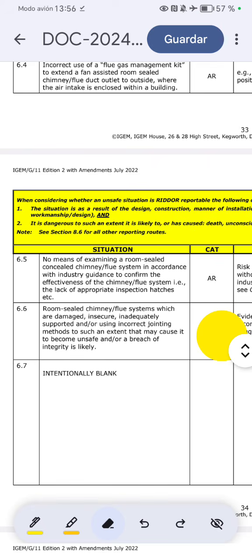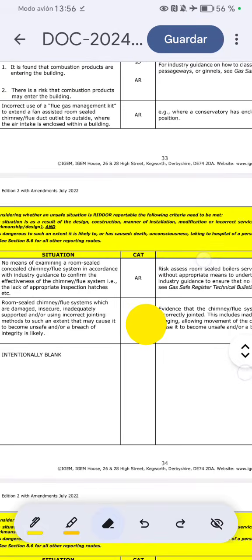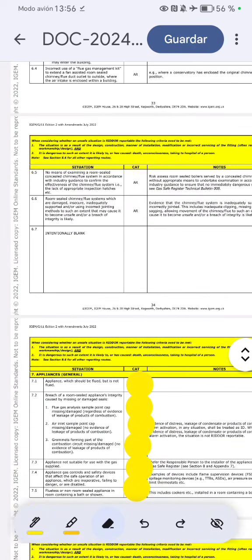If we did an integrity test and there was a problem or it was burning badly, maybe it'd be ID. But okay, 6.6, room sealed chimney/flue system which are damaged, insecure, inadequately supported and/or using incorrect jointing methods to such an extent that it may cause it to become unsafe and/or breach of integrity is likely. Evidence that chimney. I'm going to say ID. I'm probably wrong now. At risk. Now I've got 3 wrong. I should go and start again.